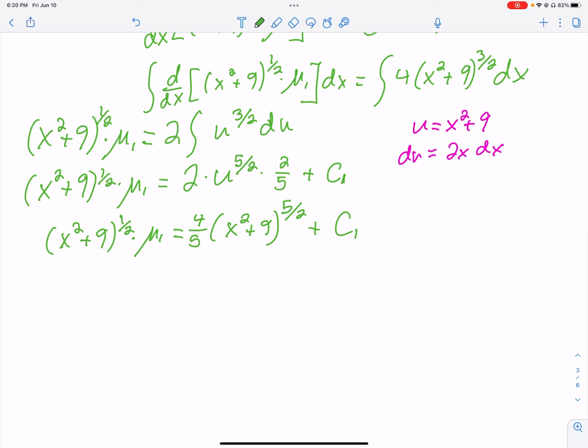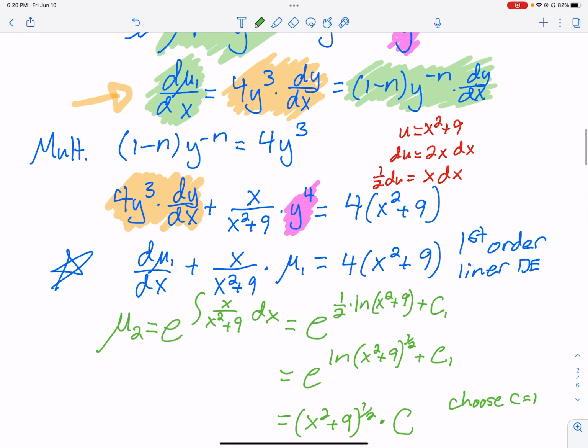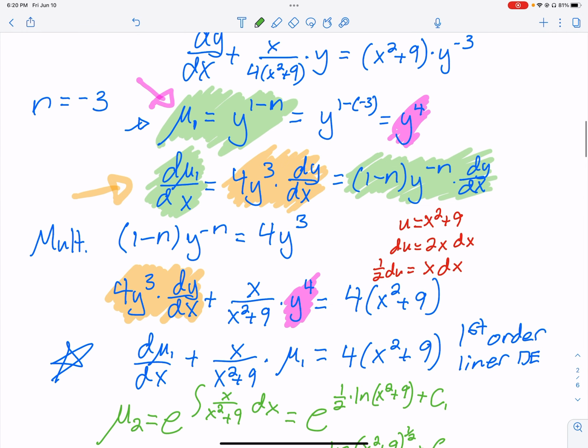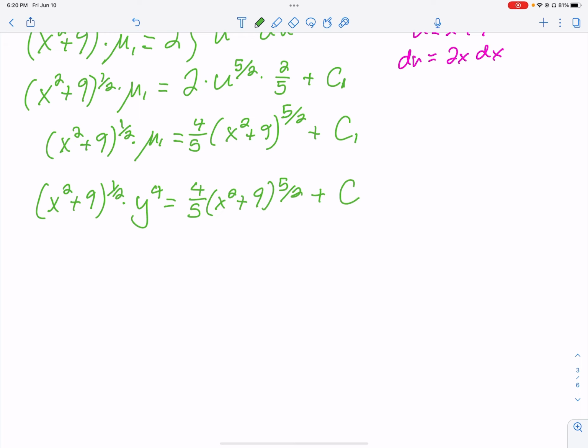Now, all it is is back sub. This is just a first order linear differential equation. I'm going to back sub mu1, so I got to go all the way back up and find mu1. Mu1 was y to the 4th. So I replace that. x squared plus 9 to the 1/2 times y to the 4th equals 4/5 x squared plus 9 to the 5/2 plus c1. We didn't actually even change c.